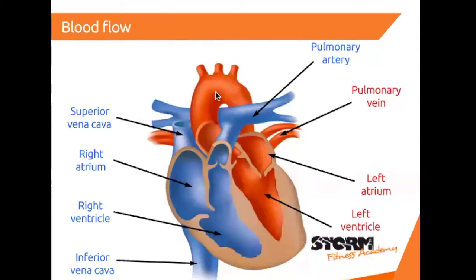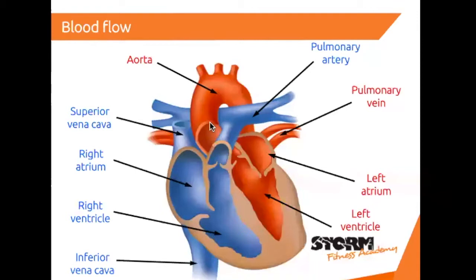Now, when that does a big contraction, it sends blood out this way. And this is the thickest, largest blood vessel in the body, called the aorta. And that sends blood, like I said, around the entire body. And the reason why it's so thick and strong is because it's got to withstand high blood pressure.